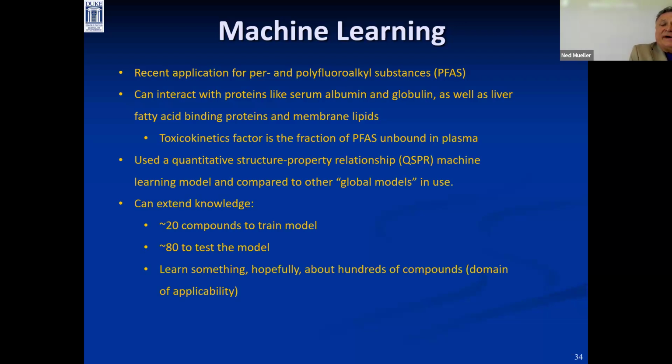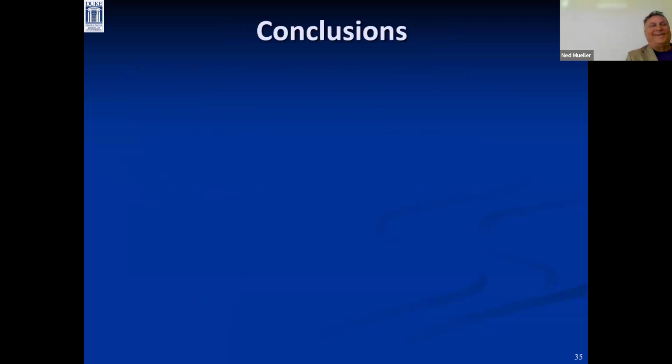And again, how big is my domain of applicability? What can those 100 compounds, the 20 in my training set and my test set of 80, tell me? What kind of compounds can I actually say something about? And there you have to be humble. It may be that it's only a few hundred others. It's not the full 4,000 or 12,000, or however they're counting anything that has a fluorine in it. It seems like they're counting them all as PFAS compounds.